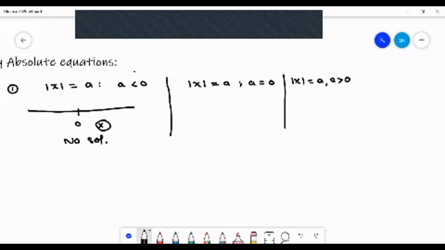When modulus of x is equal to a, where a is equal to 0, then mod x is equal to 0. So the distance away from the origin is 0. So what can you understand? Along the real line, x should be equal to 0. There is only one solution.